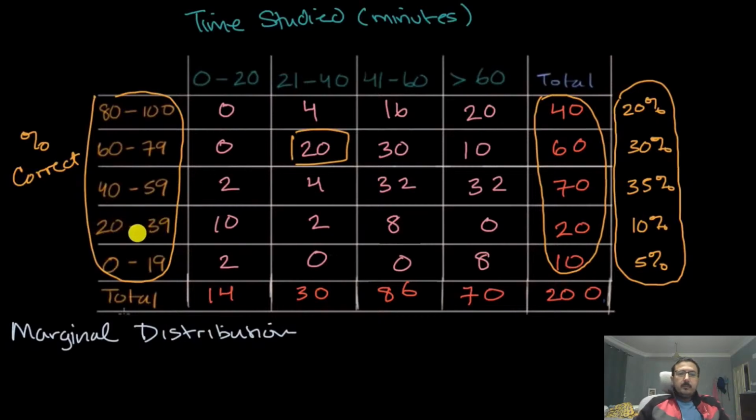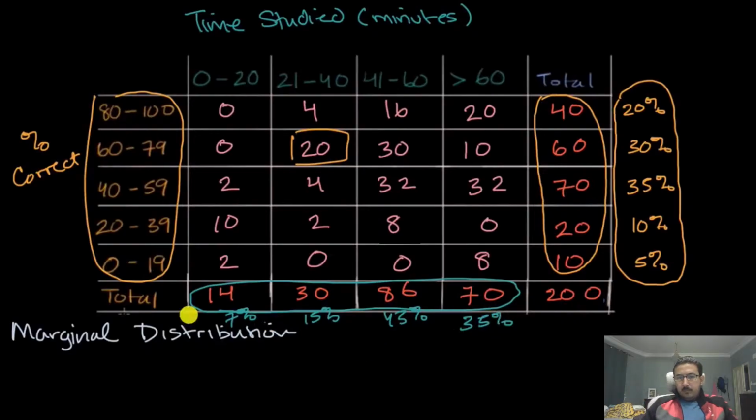Now you could also think about marginal distributions the other way. You could think about the marginal distribution for the time studied in the class. And so then you would look at these counts right over here. You'd say a total of 14 students studied between 0 and 20 minutes. You're not thinking about the percent correct anymore. A total of 30 studied between 21 and 40 minutes. And likewise, you could write these as percentages. This would be 7%, this would be 15%, this would be 43%, and this would be 35% right over there.